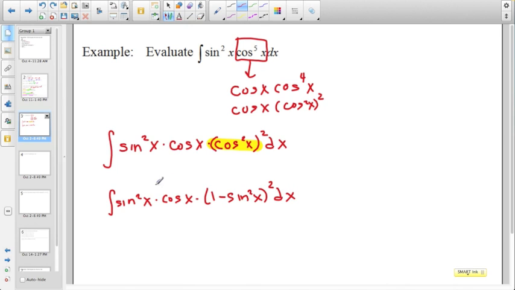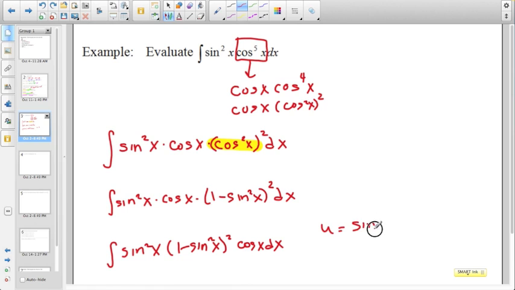And if you notice, everything is in terms of sine x except for this cosine x. So I'm just going to rearrange this: sine squared x times 1 minus sine squared x quantity squared, times cosine x dx. And what that allows us to do is a u sub, where we let u be sine of x. If u is sine of x, then the differential du is the derivative of sine x, which is cosine x dx.